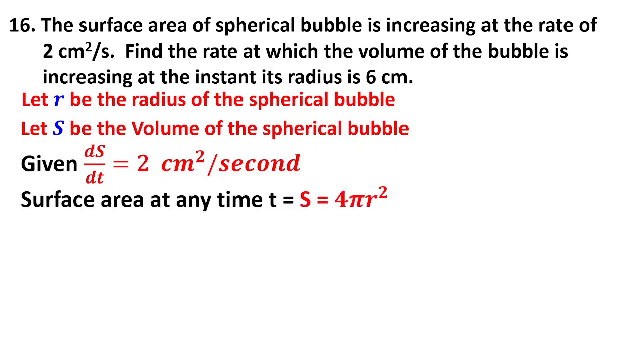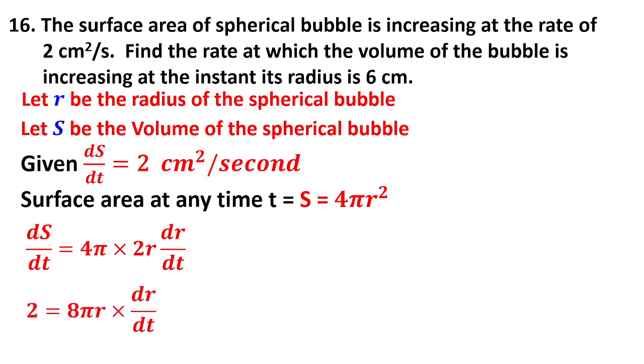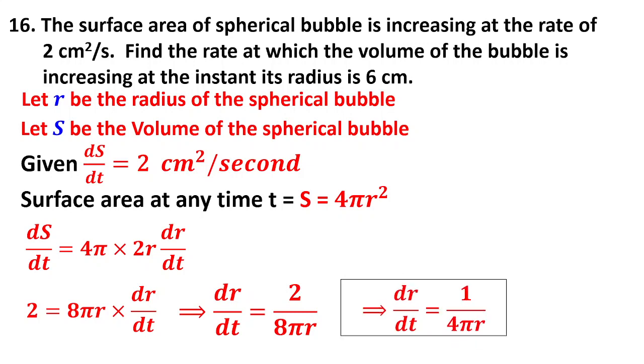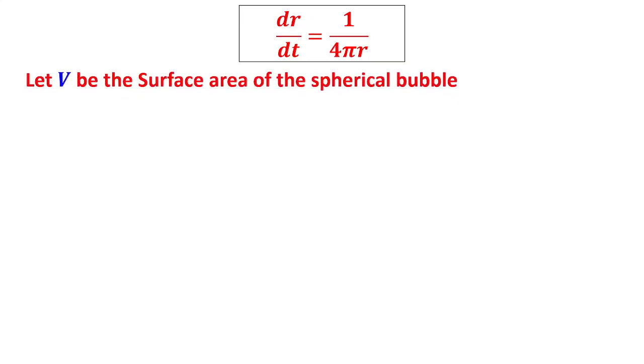Therefore, surface area s is equal to 4 pi r square. When you differentiate it, ds by dt is equal to 4 pi into 2r into dr by dt. ds by dt is given as 2. Therefore, dr by dt I obtained as 2 by 8 pi r, or 1 by 4 pi r. But don't put 6 over here, because this dr by dt is a general formula for rate of change of radius at any point.